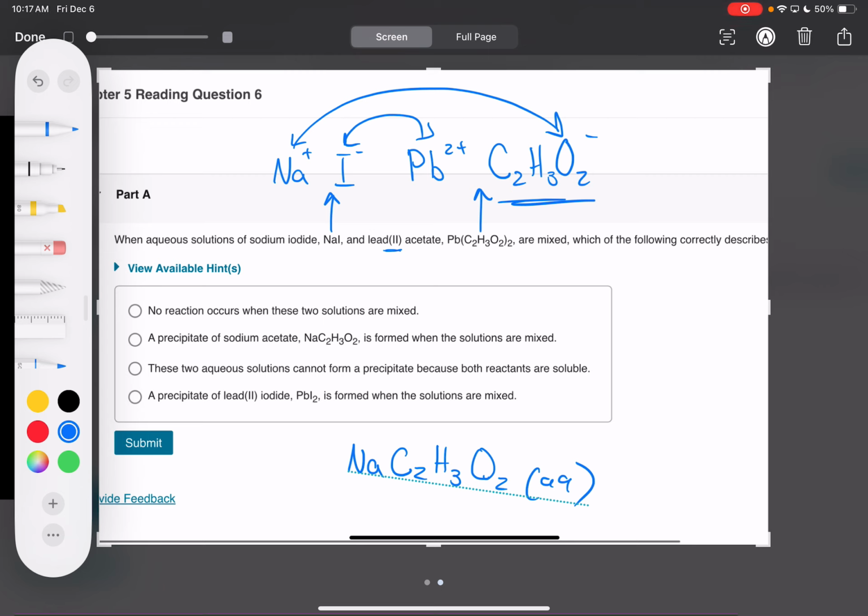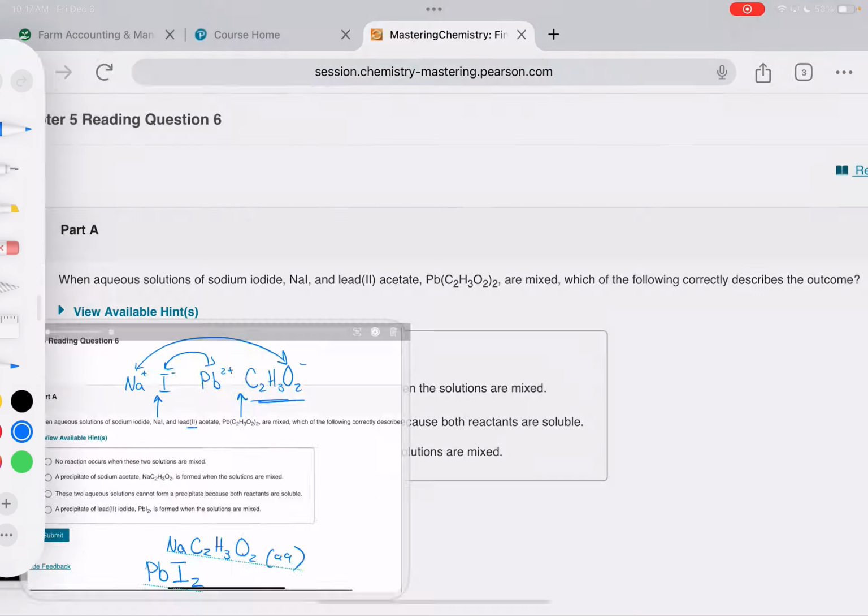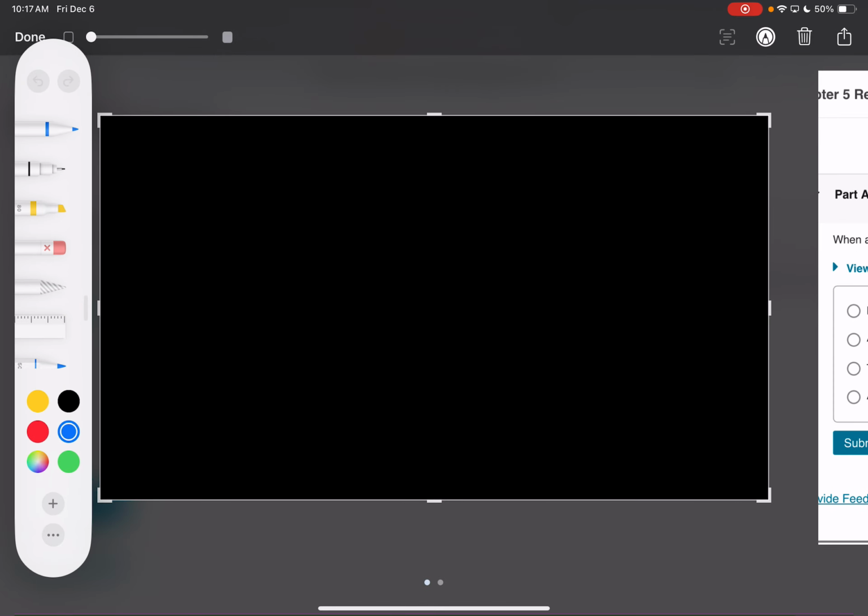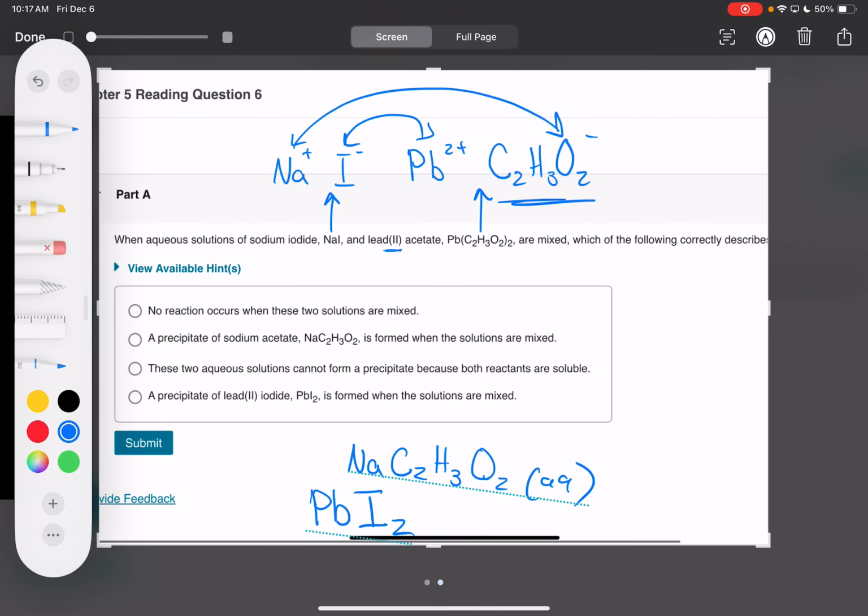And then lead iodide, PbI2, because it was lead 2. Again, I go to my solubility rules. If I go to my solubility rules, I'll show you those in a second. It says chlorides, iodides, and bromides, except for when with mercury, thallium. I don't think yours says thallium, and lead. But mercury and lead for sure is on there. Okay? So that one is solid.